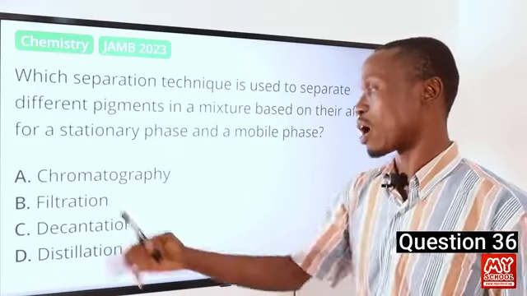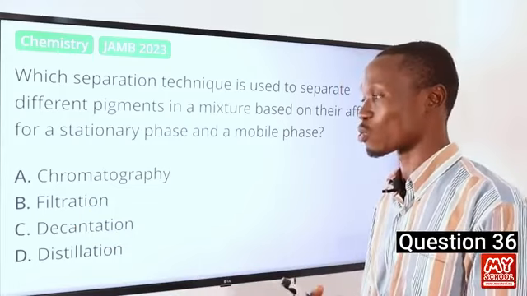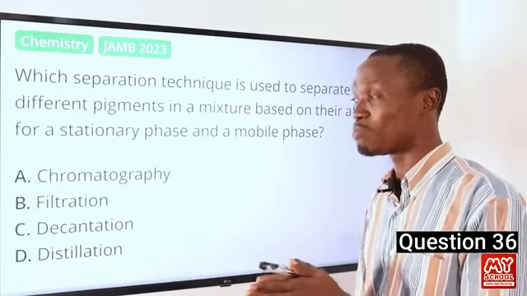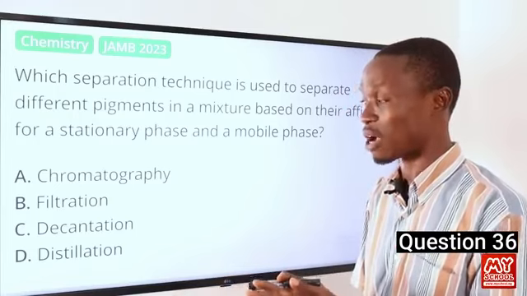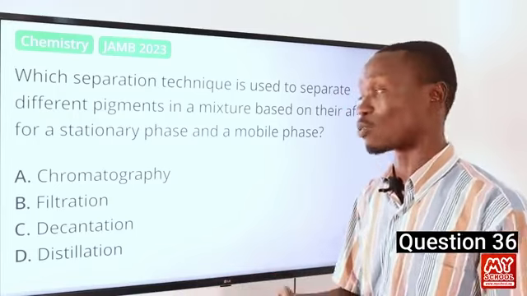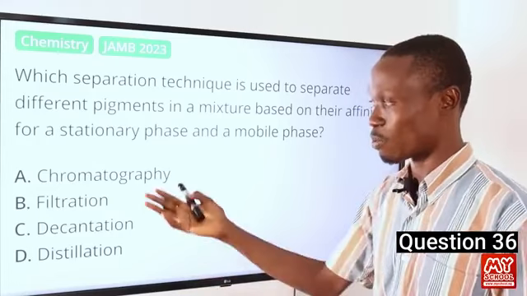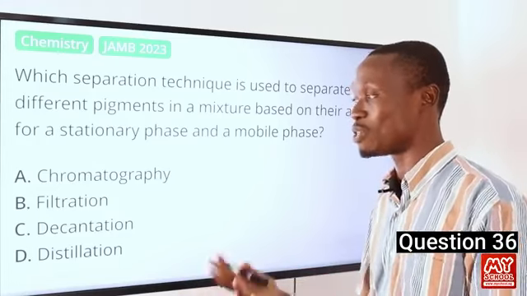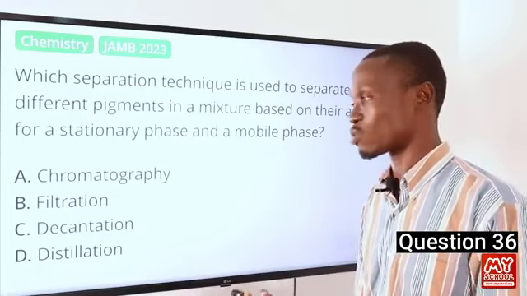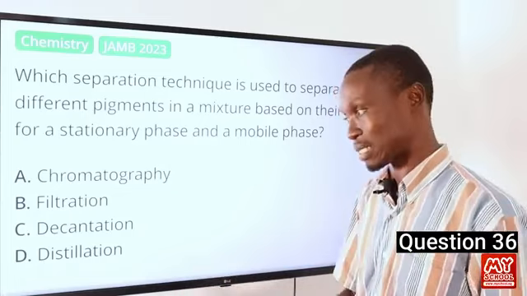B, we have filtration. Filtration is used to separate two immiscible substances. For example, if we have sand and water, we can filter the water out to get our sand. Then decantation too is almost the same thing as filtration. If I have a mixture of sand and water, I can as well decant the water off to get my sand back.